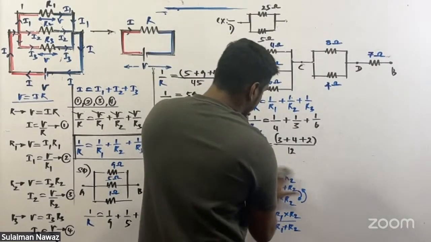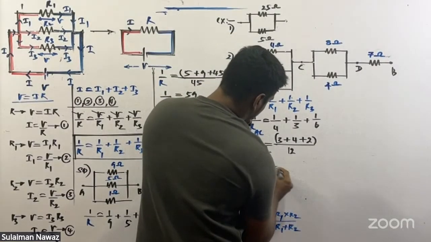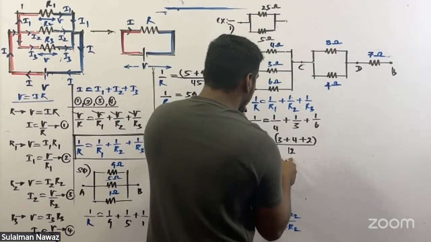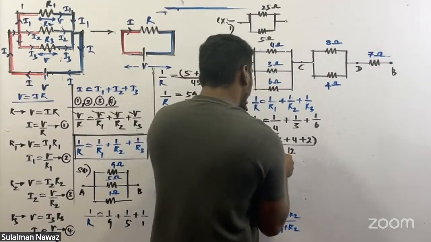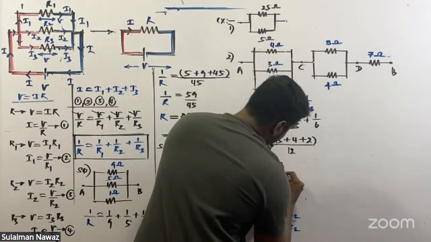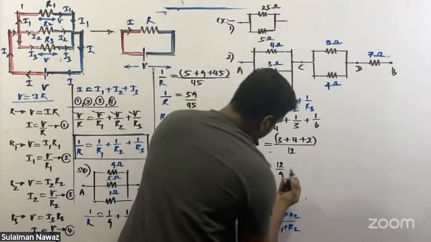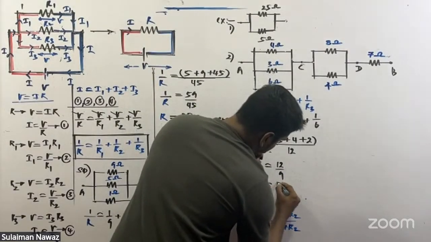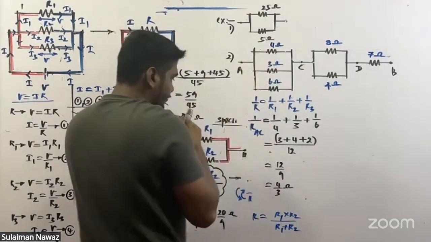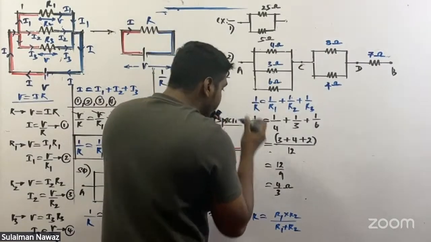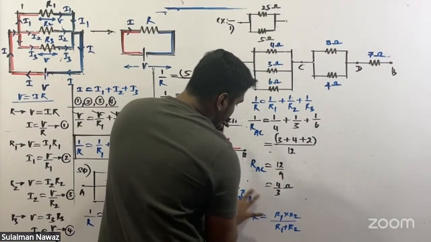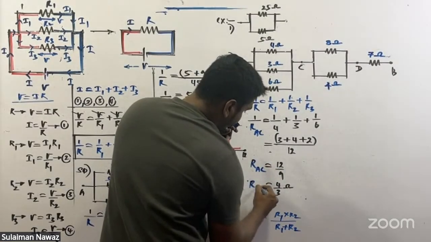Then simplification. 4 plus 3, 7 plus 2, 9. So 9 over 12 equals 1 over RAC. RAC means 12 over 9. 12 over 9 means 4 over 3. Right? 4 over 3. RAC is 4 over 3 ohms. Now this part I have done. I got the equivalent resistance between terminal A and C, RAC, which is 4 over 3 ohms.